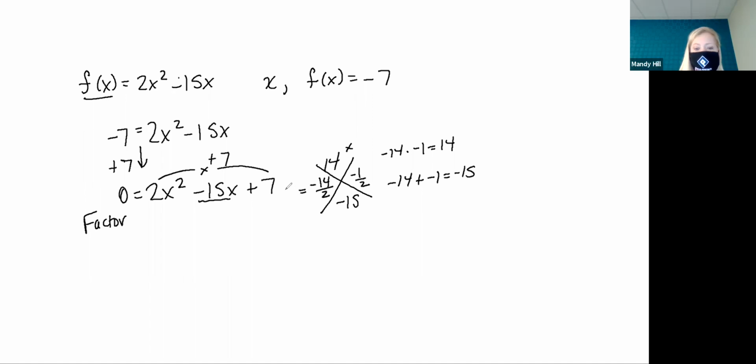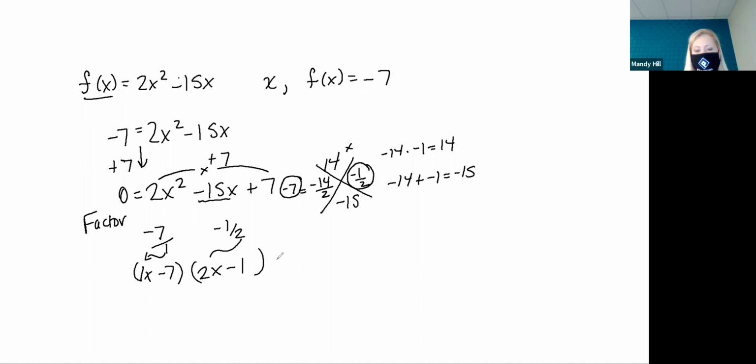Negative 14 divided by 2 is negative 7. So that's one of my things that I've got to consider. And then this doesn't reduce, so we're good with that. So we've got a negative 7 and a negative 1/2. Remember that you can write that over a 1, so that the number on the bottom goes in the front, minus 7. So 2x minus 1, and we know this is equal to 0.